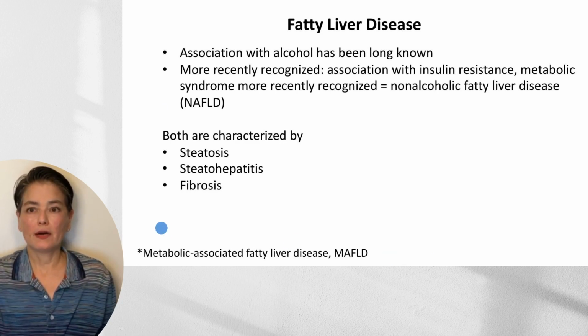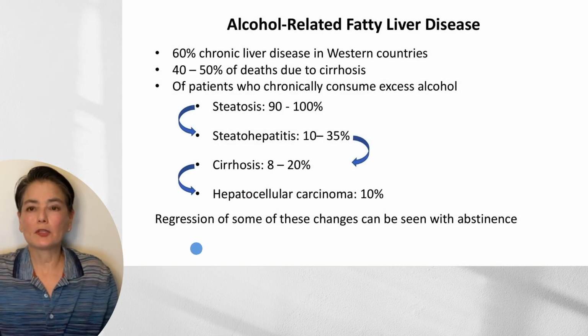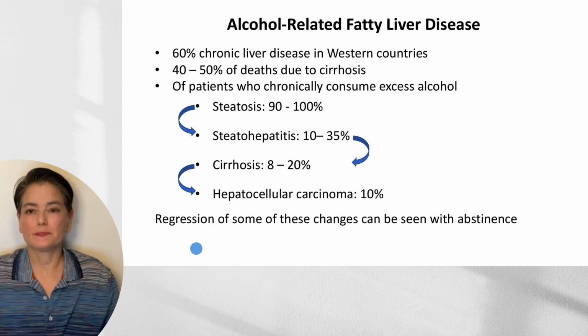Both alcohol-related fatty liver disease as well as non-alcoholic fatty liver disease are characterized by three features: steatosis, steatohepatitis, and fibrosis. And we're going to go through each of these in turn. Let's begin by looking at these in the framework of alcohol-related fatty liver disease. So alcohol-related fatty liver disease accounts for about 60% of chronic liver disease in Western countries, and about 40 to 50% of deaths due to cirrhosis.